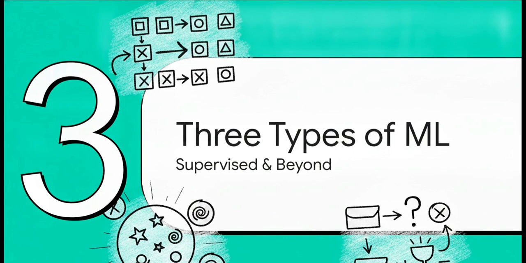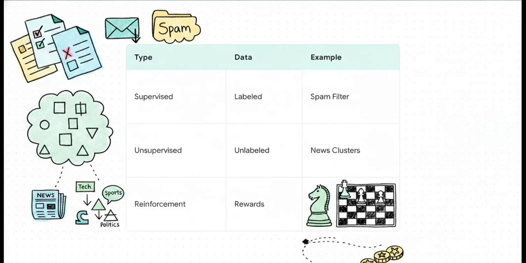Let's go one layer deeper. Part 3, the 3 types of ML. So, machine learning isn't just one single trick. First off, we have supervised learning, which is trained using beautifully organized, labeled data. Think of how Gmail sorts your inbox. It was trained on thousands of emails explicitly labeled as spam or not spam, so it knows exactly what red flags to look for. Second is unsupervised learning.